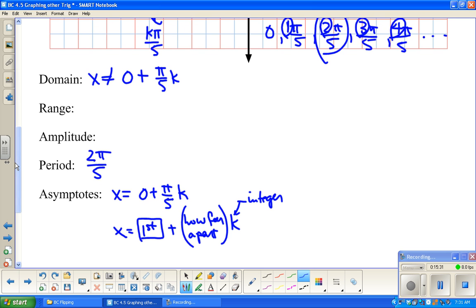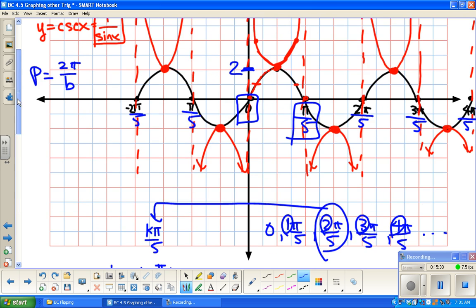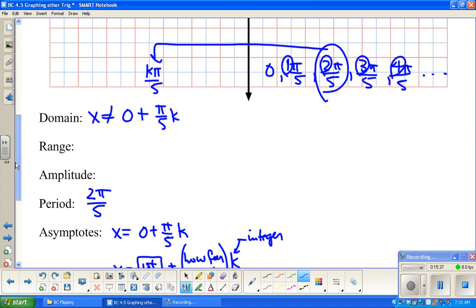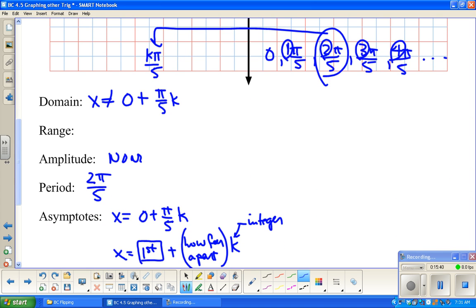Okay, amplitude and range. Well, amplitude, what's the maximum of this graph? Well, it keeps going up forever. There is no maximum. Okay, so there's none. You could argue that it's again infinite. I'm just going to write none, or not applicable if you prefer.